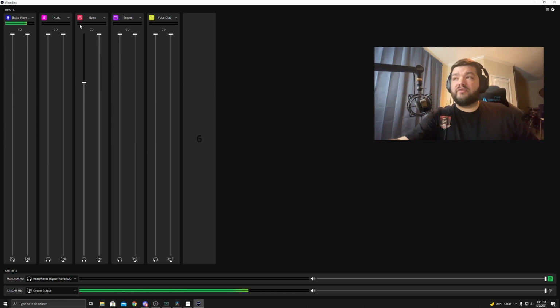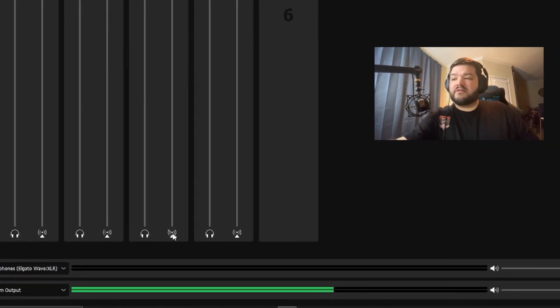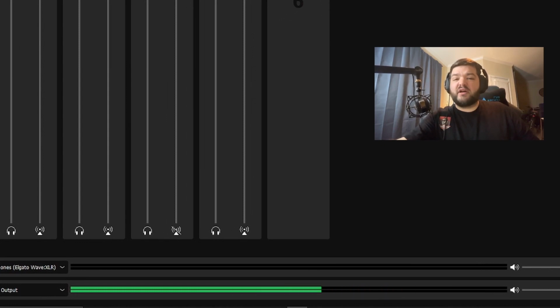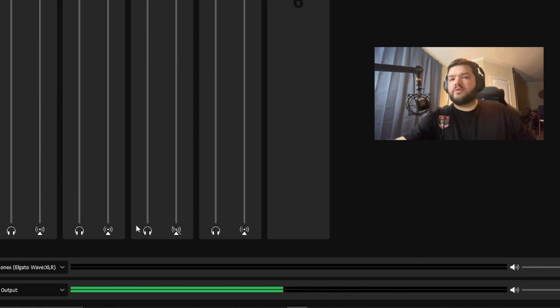And with the use of my Stream Deck, I can control these independently of each other or at the same time. As well, I've got an option here. If I'm listening to something on my browser that I know is DMCA, for example, I can mute it to my stream output while I'm still listening to it.